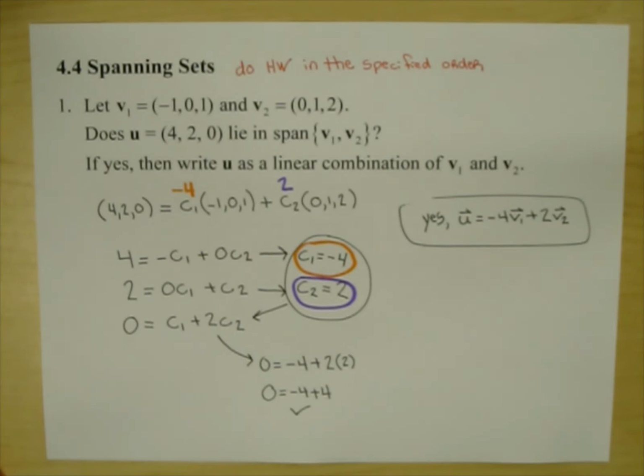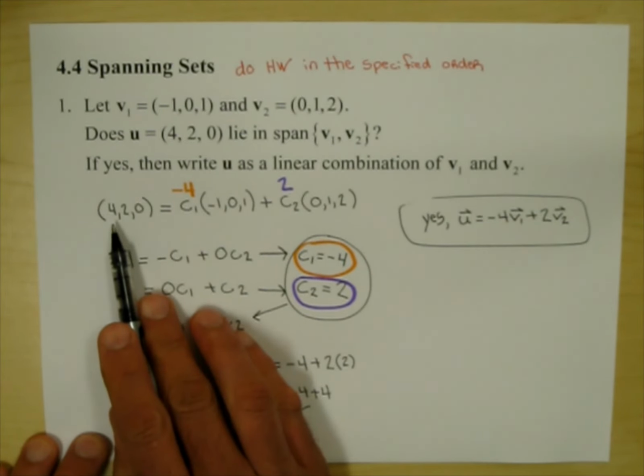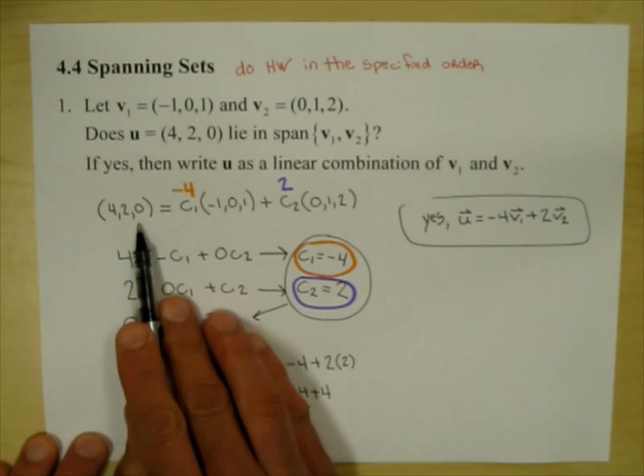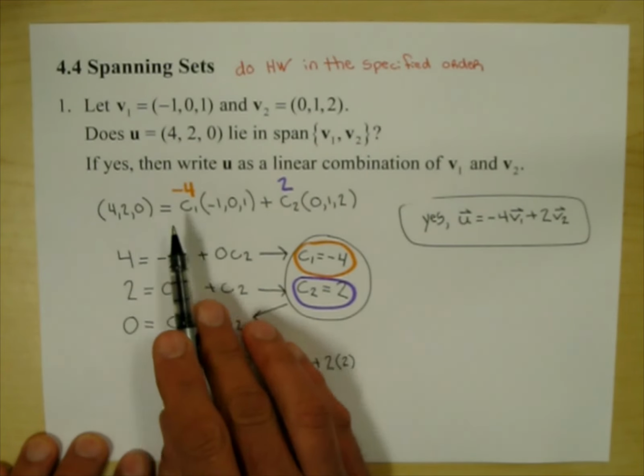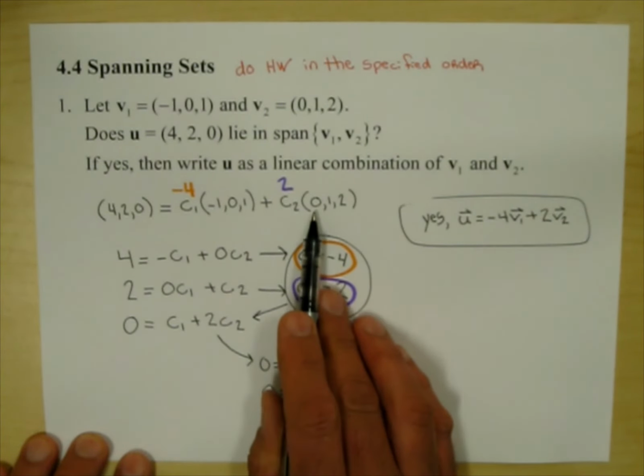Okay, our next problem is going to ask us to do some more things. So we're trying to get used to this concept of linear combination. We just wrote this vector here, (4, 2, 0), as a linear combination of the other two vectors.